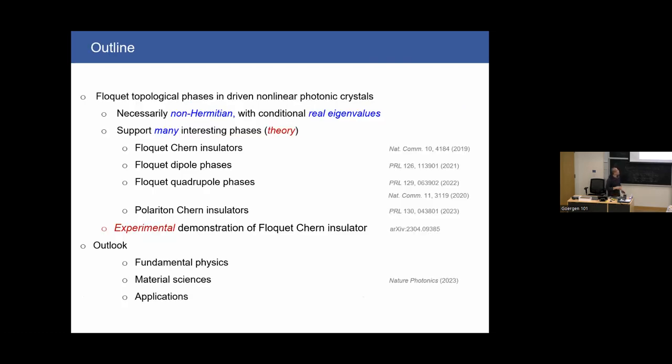The biggest and actually the first surprise we find out is that the Floquet eigenvalue problem is necessarily non-Hermitian. In this case, non-Hermitian doesn't mean material losses. It means something else that I'll explain later. But there are very simple conditions we can write down that guarantee all the eigenvalues to be real. So this is actually very useful when you think of topological consequences.